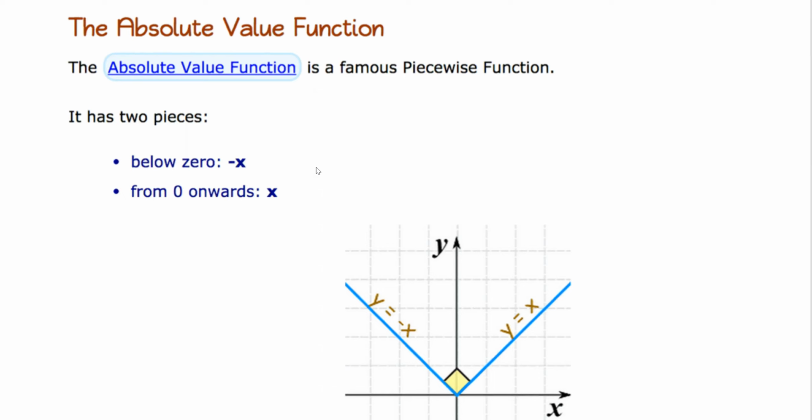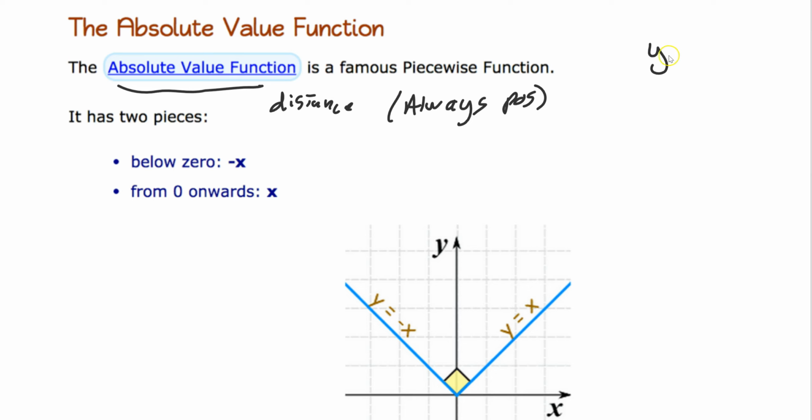Okay, now let's quickly talk about absolute value function. So as we talked about before, absolute value is a distance formula. It's always positive. That's why it's always positive. So anytime you put absolute value on something, it makes it positive. So that's what's going on here.